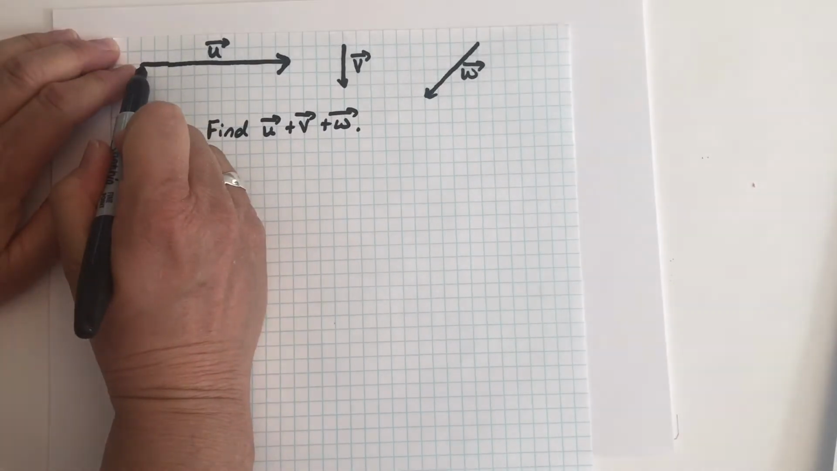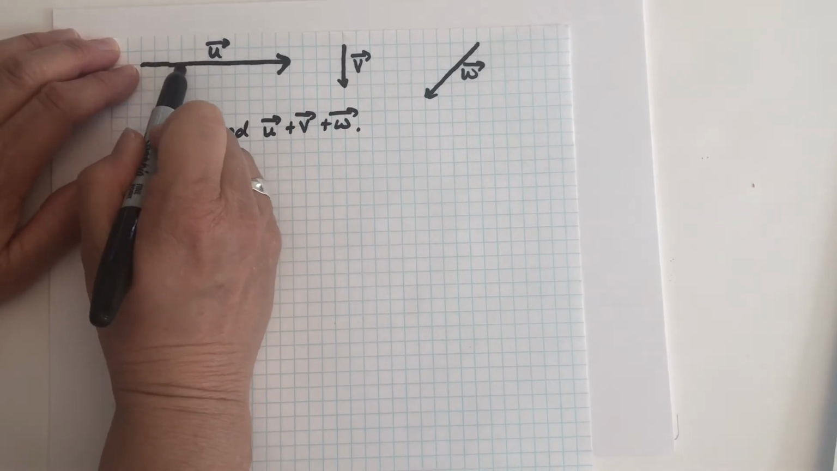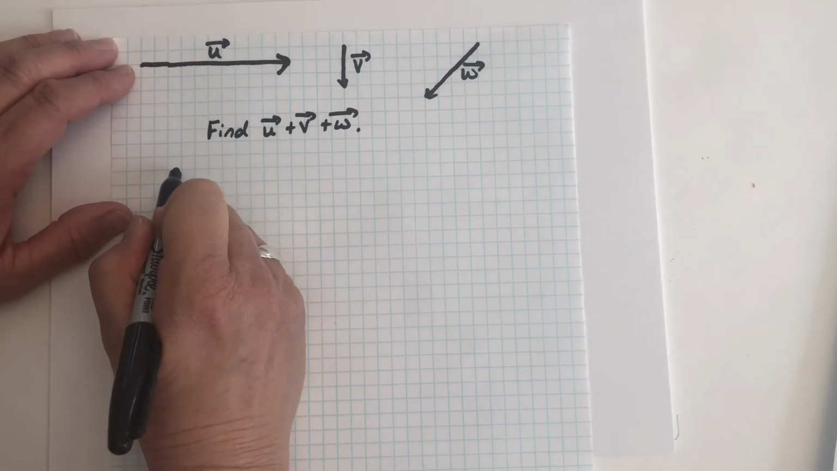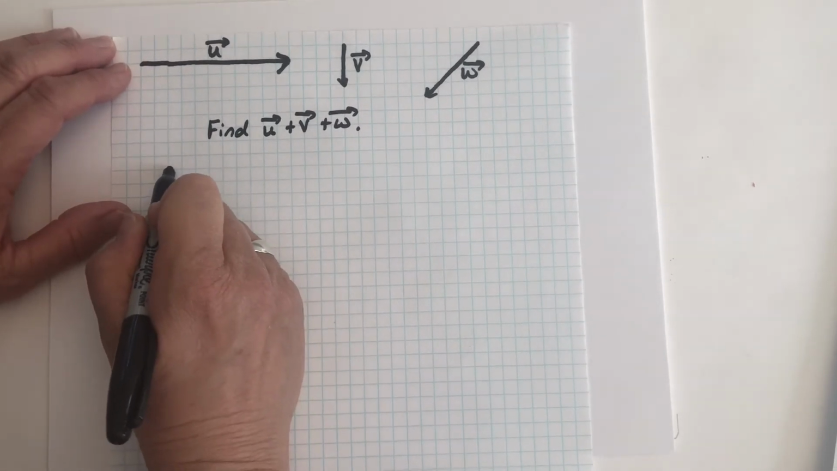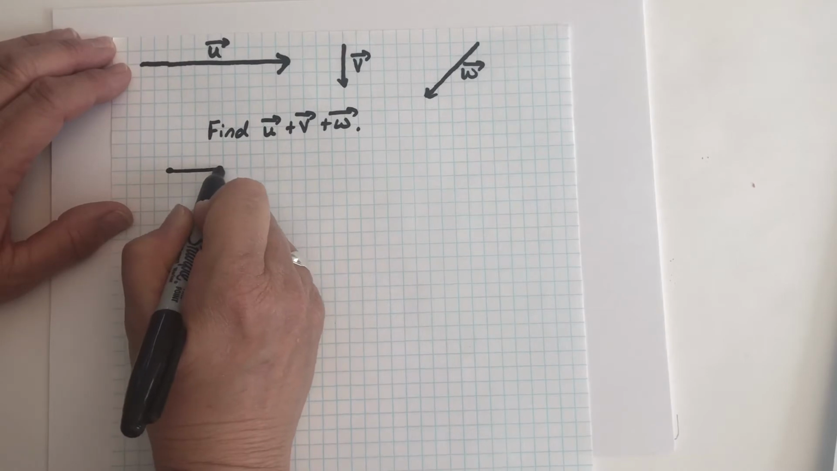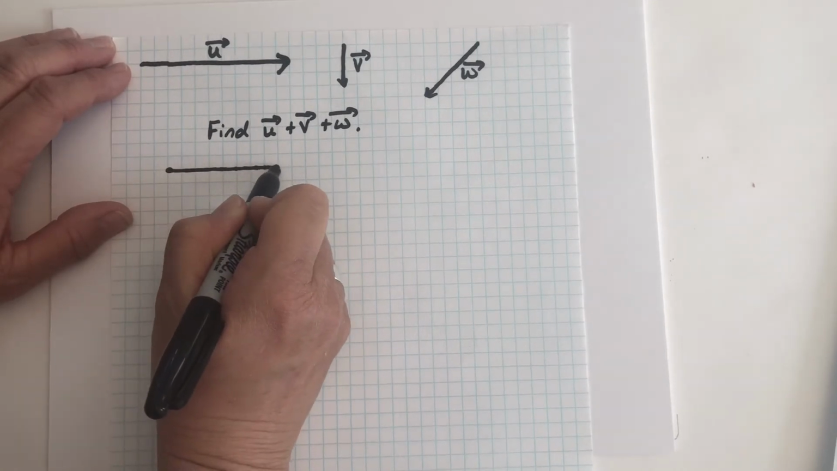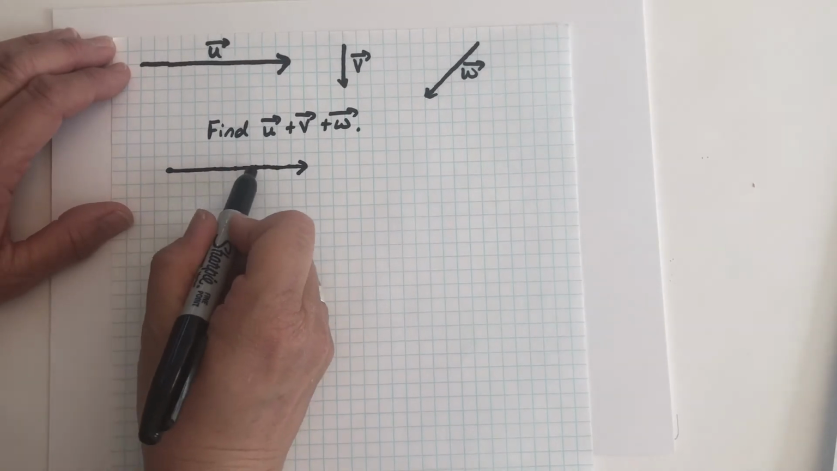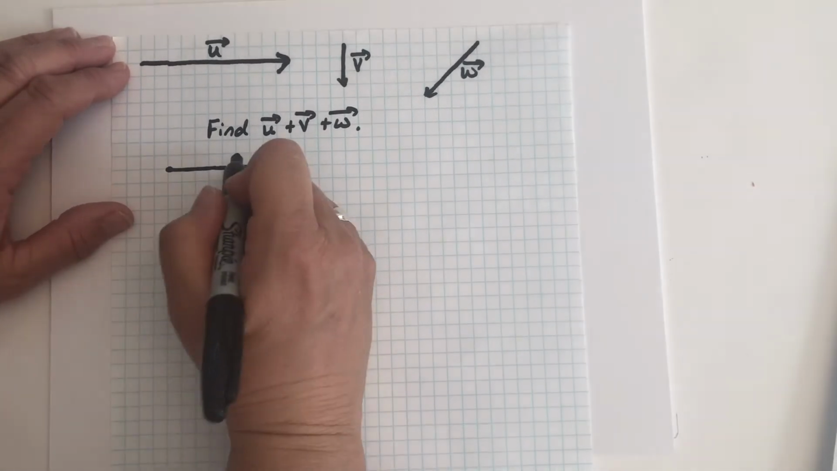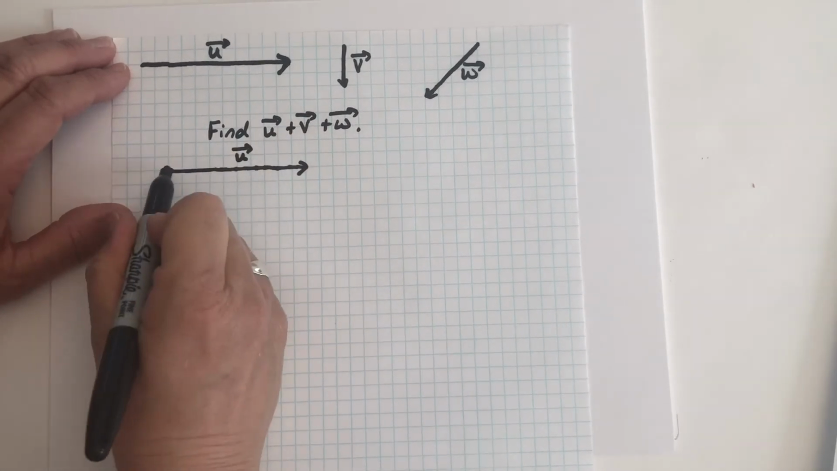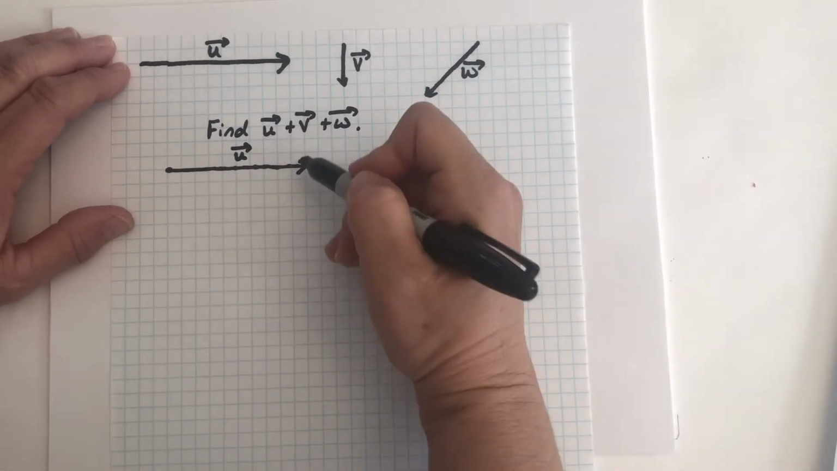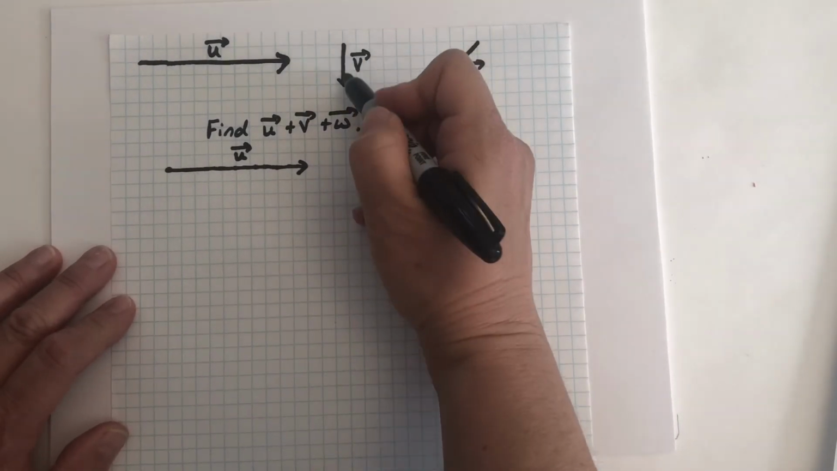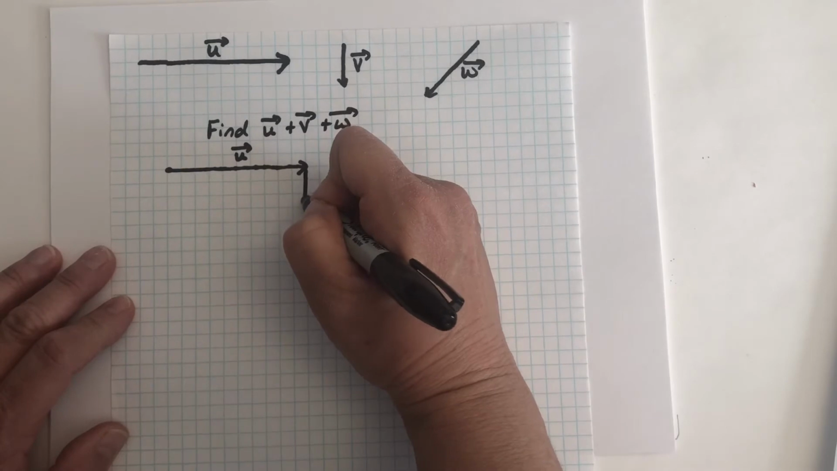Let's start with this vector U. That is 1, 2, 3, 4, 5, 6, 7, 8, 9, 10 units across. So when I draw the vector U, I'll start it here. 1, 2, 3, 4, 5, 6, 7, 8, 9, 10. There's my vector U. There's the initial point, here's the terminal point. So the initial point of the next vector will start right here. Notice it's going down 3 units, so we'll do that.